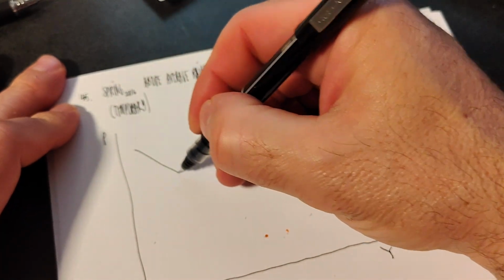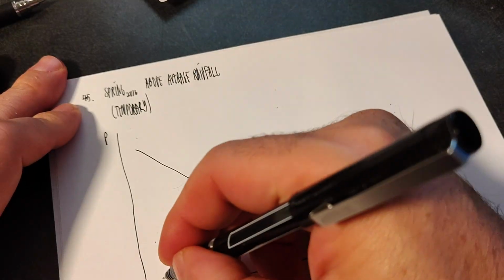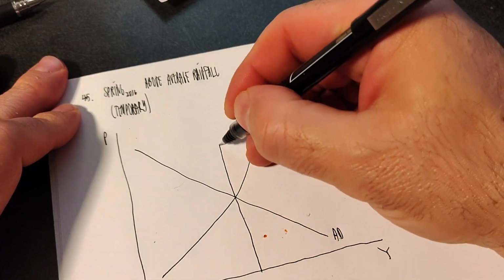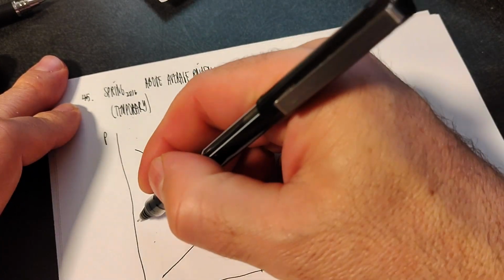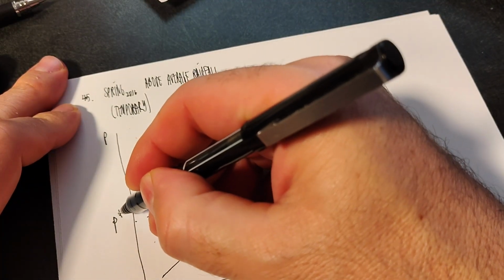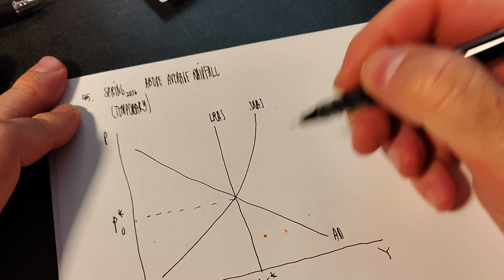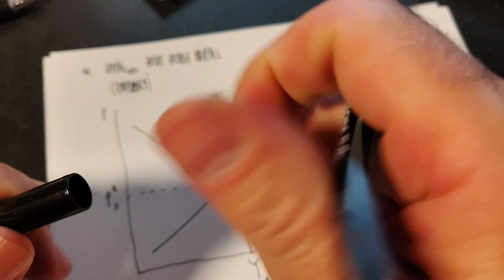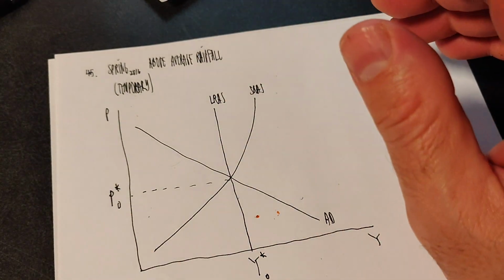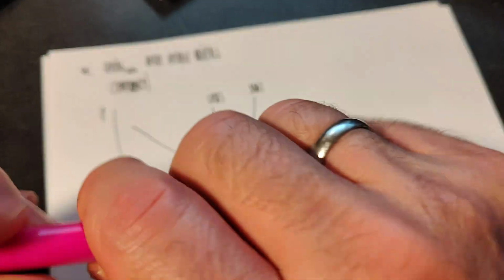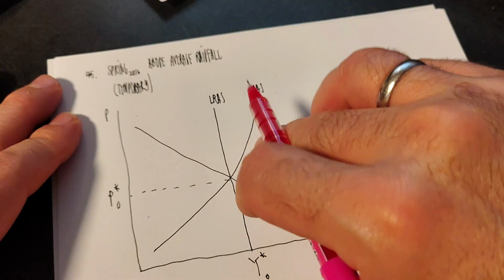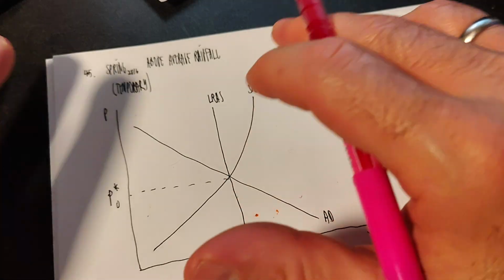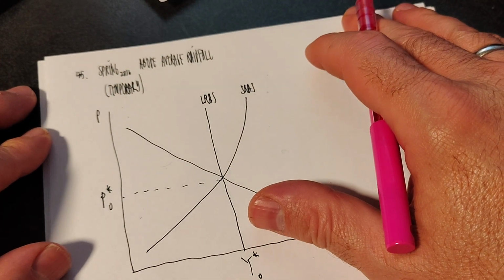Output, price level, aggregate demand, short-run aggregate supply, and long-run aggregate supply. Equilibrium price level. Equilibrium output. Okay, so above average rainfall is going to expand our ability to produce agriculture. And assume we've got a pretty big agricultural base here. That's going to make output cheaper to produce if we think of agricultural products as an input to something else. Let's say the food industry, for instance.